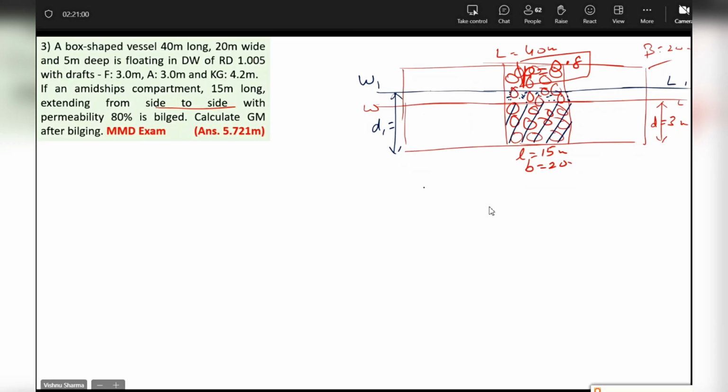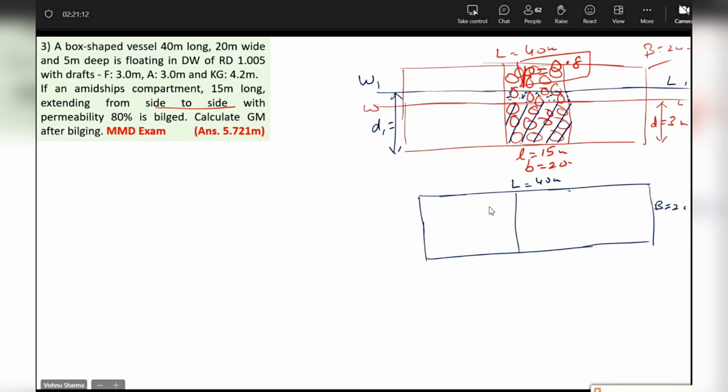Now, if I imagine the vessel to be cut at water line W1, L1, the whole water plane will be a rectangle of length 40 meters, breadth 20 meters. I'll be able to see these bulkheads. And when you cut here, what will you see? You will see some patches of cargo at the water line, and in between the cargo, you will have the water. So that means you will have this loss of water plane taking place here. Length is 15 meters, breadth is 20 meters.